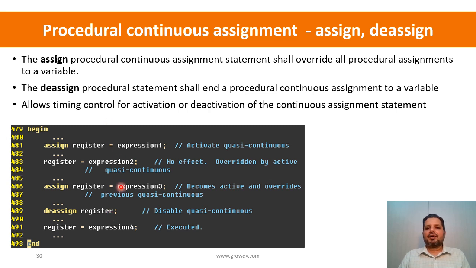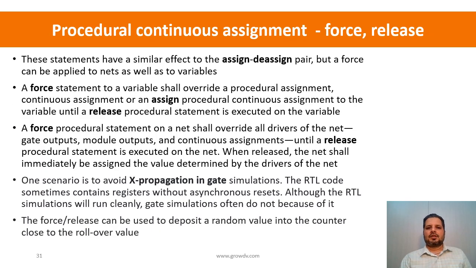So this is the benefit that the continuous assignment statement used in the procedural context provides, and it will override all other procedural assignments to the variable, as we saw over here. And the deassign procedural assignment statement will end the procedural continuous assignment to the variable, freeing it up for regular procedural assignment. That also we have seen. Of course, as we discussed, it allows the timing control. So we have looked at the procedural continuous assignment statement made up of assign and deassign.